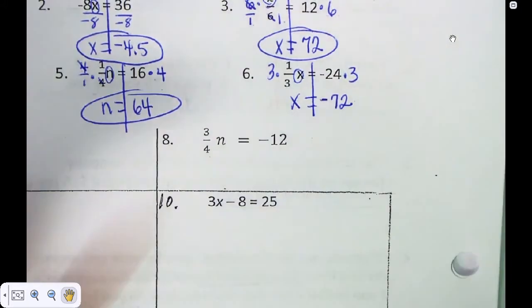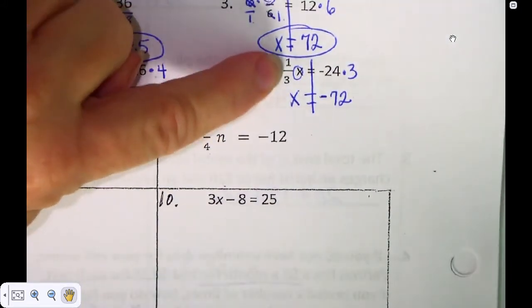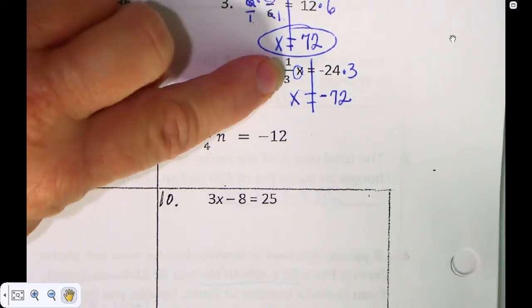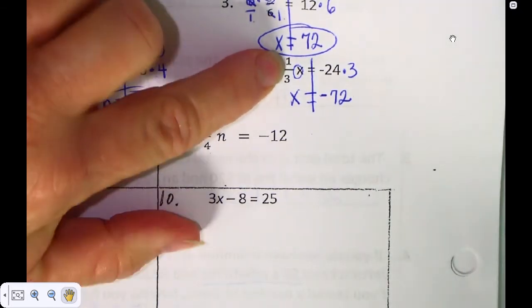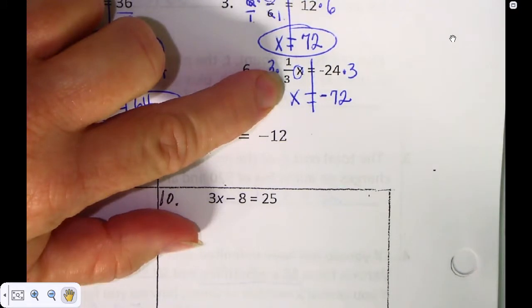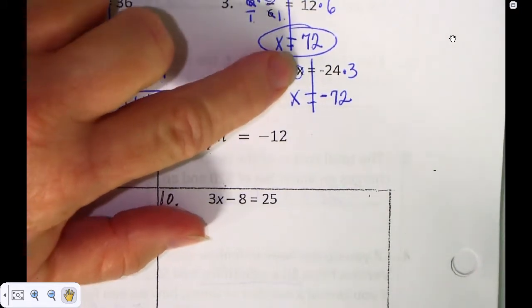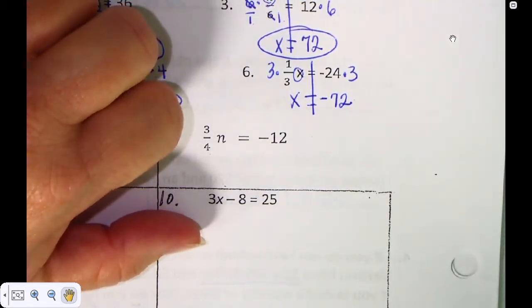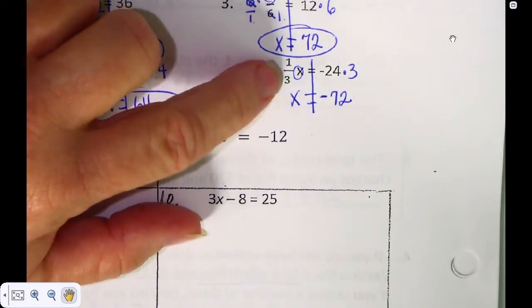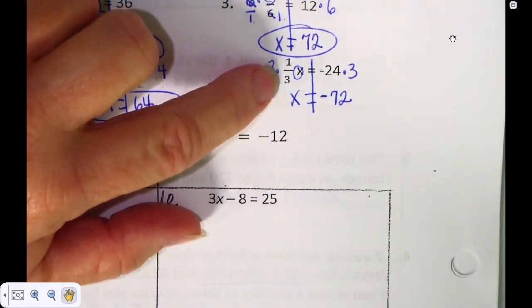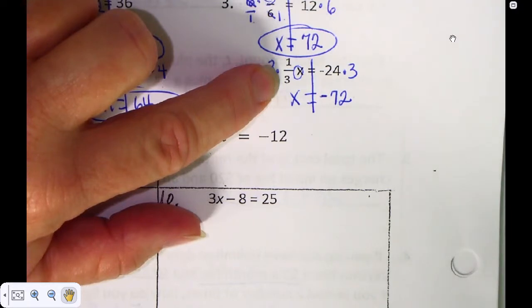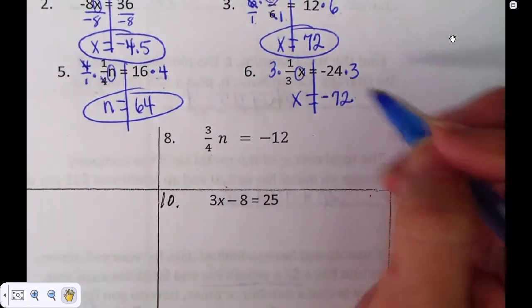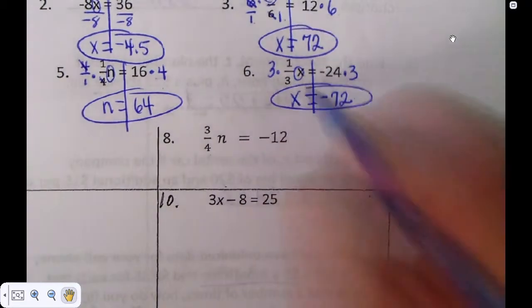Good. Okay. There's only 2 ways to check this. We can't change that to a decimal because it's repeating. So we're going to go 1 divided by 3 times negative 72, negative 24. Or we could take negative 72 and divide by 3. That's the way I do them. Negative 72 divided by 3. It's less work. What'd you get? Negative 24. Good. Circle, you checked it.